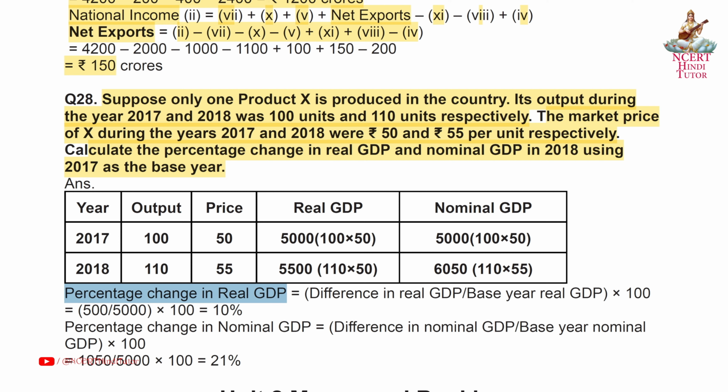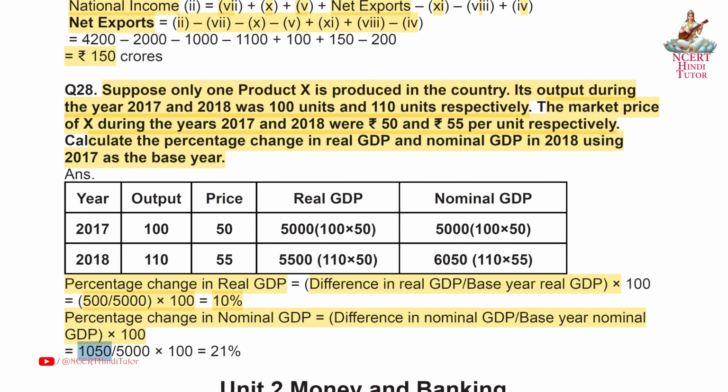Percentage change in real GDP is equal to difference in real GDP divided by base year real GDP multiplied by 100. So 500 divided by 5000 multiplied by 100 is equal to 10%. Percentage change in nominal GDP is equal to difference in nominal GDP divided by base year nominal GDP multiplied by 100. So 1050 divided by 5000 multiplied by 100 is equal to 21%.